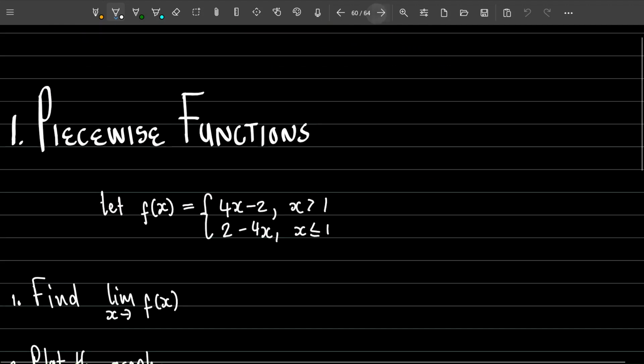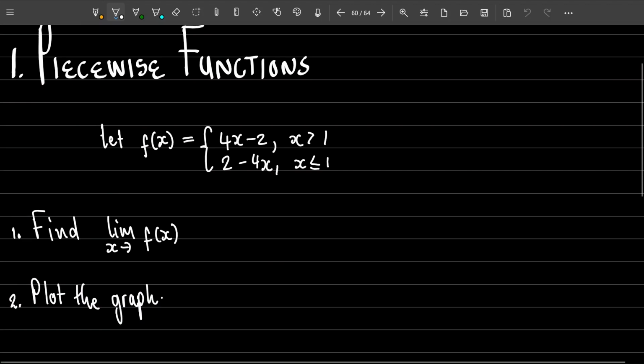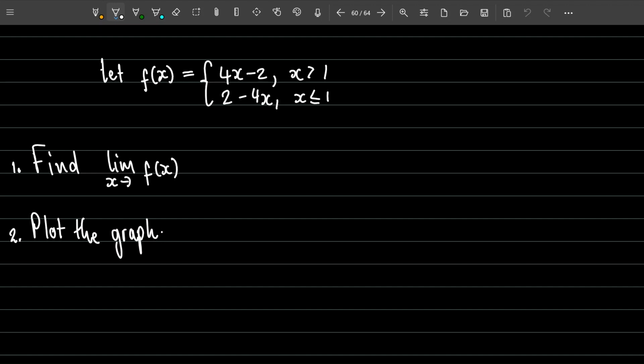Let's go and see some questions. Let's start with piecewise. So here we have our piecewise function. It's saying f of x is equal to 4x minus 2 when x is greater than 1, and it is equal to 2 minus 4x when x is less than or equal to 1. Now they say, find the limit of f of x as x approaches 1. And then we'll plot the graph.